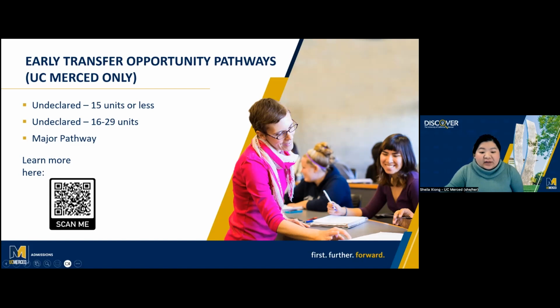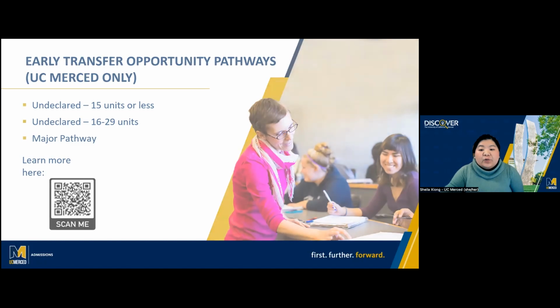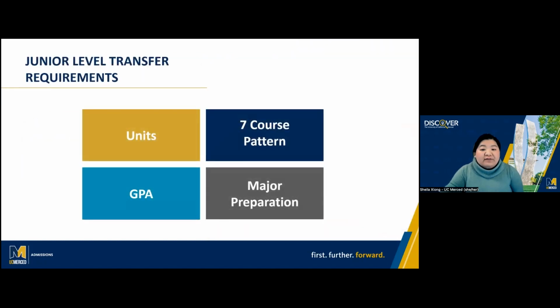All right. So now that we've gone over the lower division transfer requirements, we're going to take a look at junior level transfer requirements. Now, the majority of students who transfer to UC do come in at the junior level. If you are thinking about coming in as a junior level transfer student, there are 4 criteria that are very important to keep track of in terms of meeting the minimum requirements for UC.